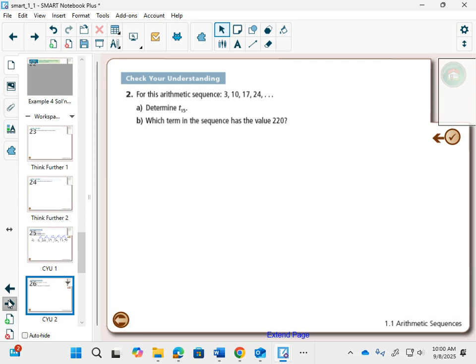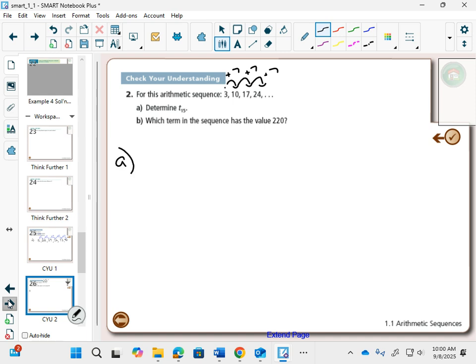So we have an arithmetic sequence, 3, 10, 17, 24, and because it's arithmetic, we're always adding the same thing. And it's not hard to figure out that your common difference is 7.